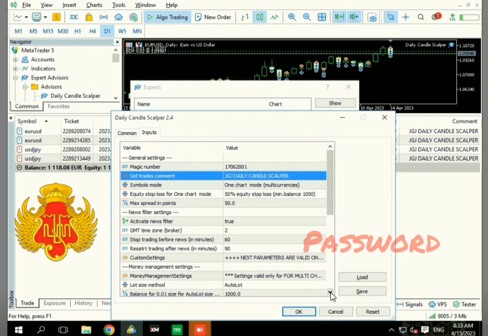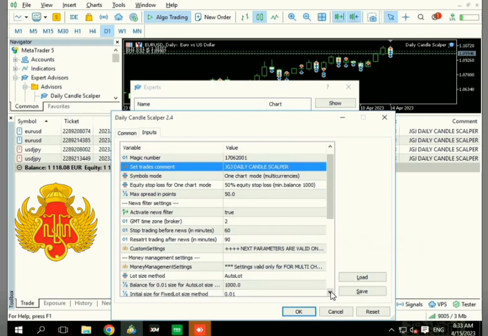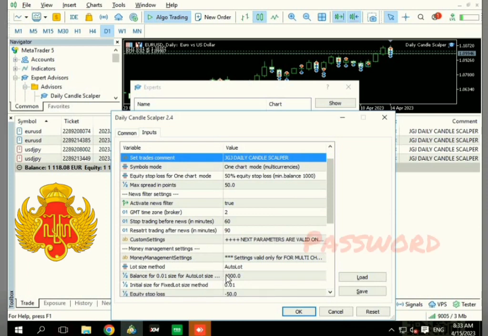to see the daily expert advisor settings. And I've run this with a balance of 1000. Take a look at the results of the expert advisor. What strategy does this expert advisor use, bro?